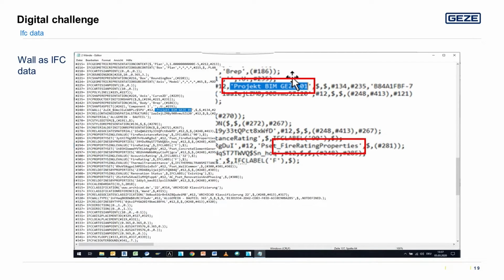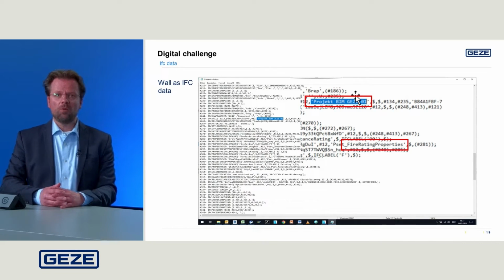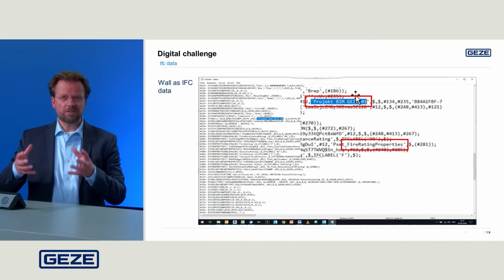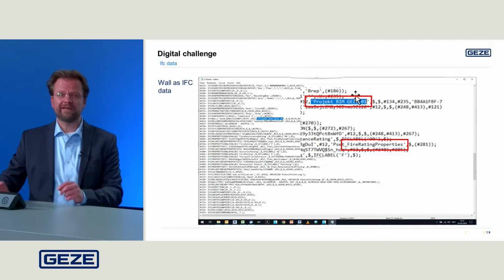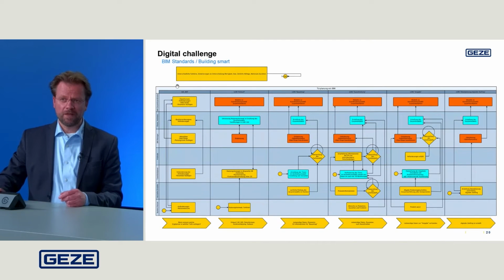Here you can see, well, these walls, they were called Project BIM GEZE 01, and we have a fire rating properties set in this wall as well. So all the information we put into this object, they are there. It's just for you to read them and to work with them properly. So now we have an idea. What's the IFC? What's the BIM object, the BIM door? And maybe you get an idea of working with this.